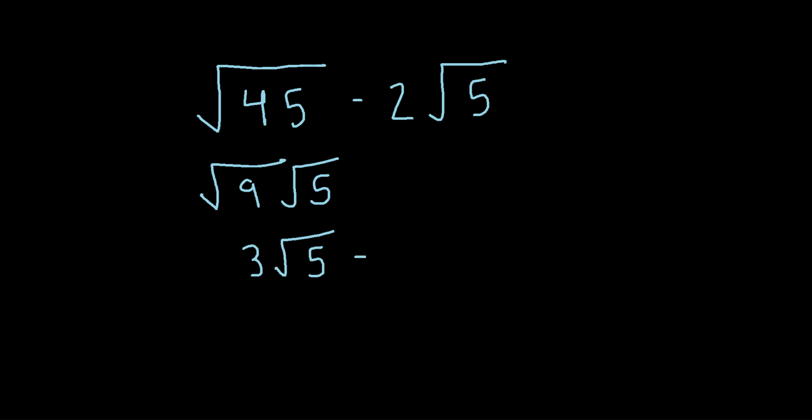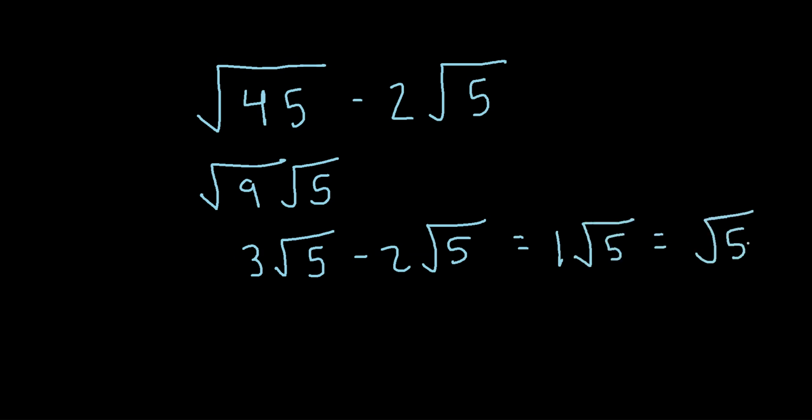And now we have minus 2 times the square root of 5. So the square root values are the same, so all we have to do is just subtract the values out front. So we get 3 minus 2 is 1. So we get 1 times the square root of 5, or just the square root of 5. So that's our final answer.